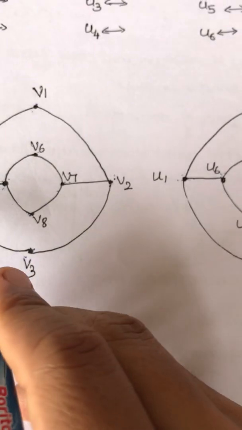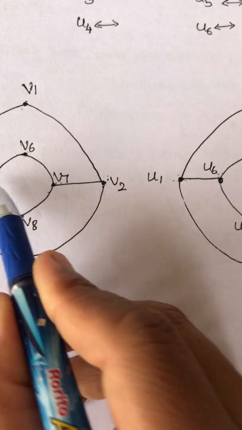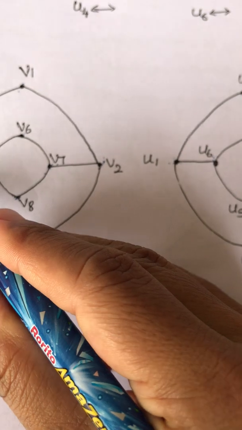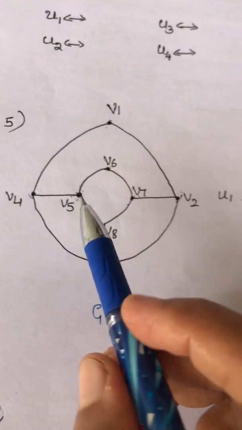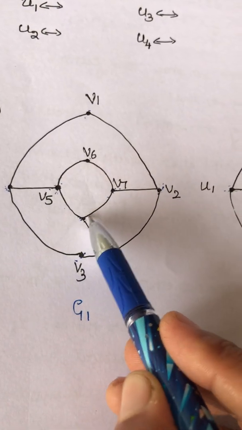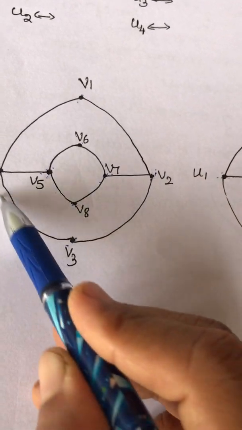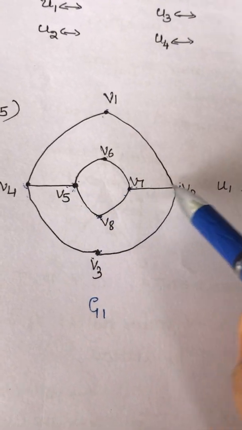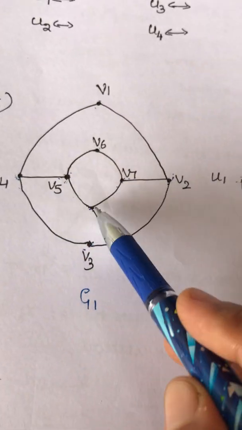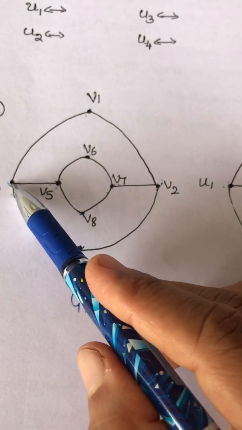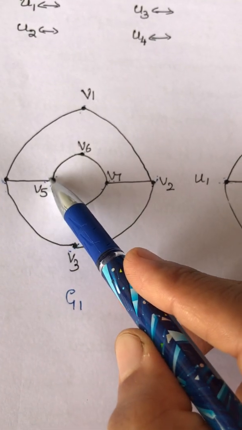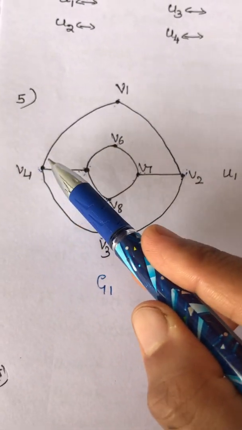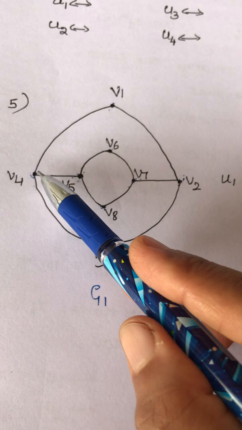So here there is a cycle: V4, V5, V8, V7, V2, V3, V4. What is the length? 1, 2, 3, 4, 5, 6. So there is a cycle of length 6. Actually there are so many cycles. There is another cycle you can see: V4, V5, and so on, 1, 2, 3, 4, 5, 6. There is another cycle of length 6.